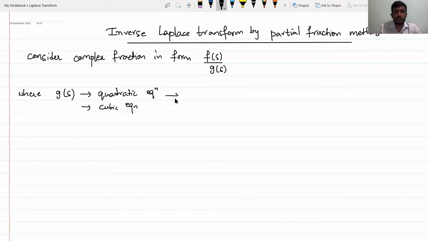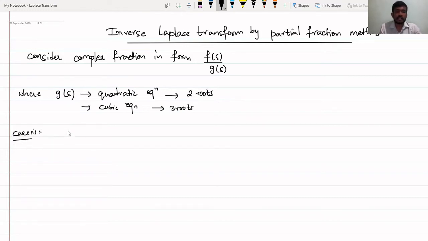If it is a quadratic equation, then obviously it is going to have two roots. If it is a cubic equation, then obviously it will have three roots. Now, these roots may be repeated or non-repeated. So now we first study the case-wise.